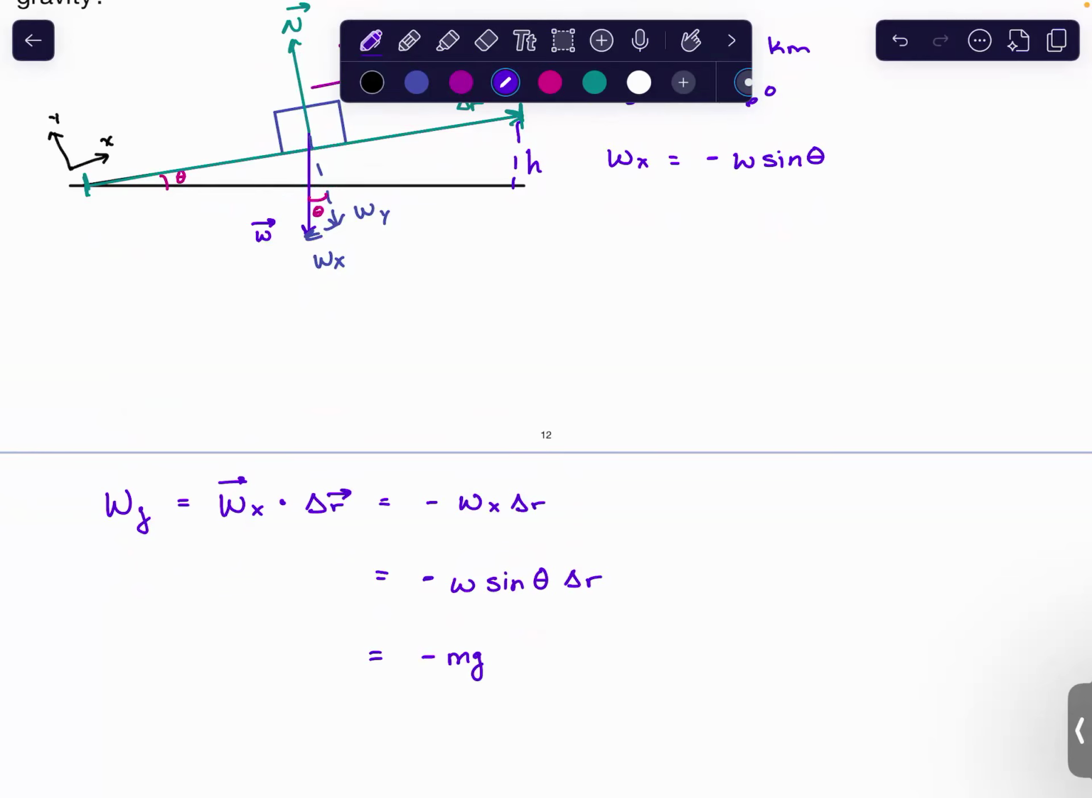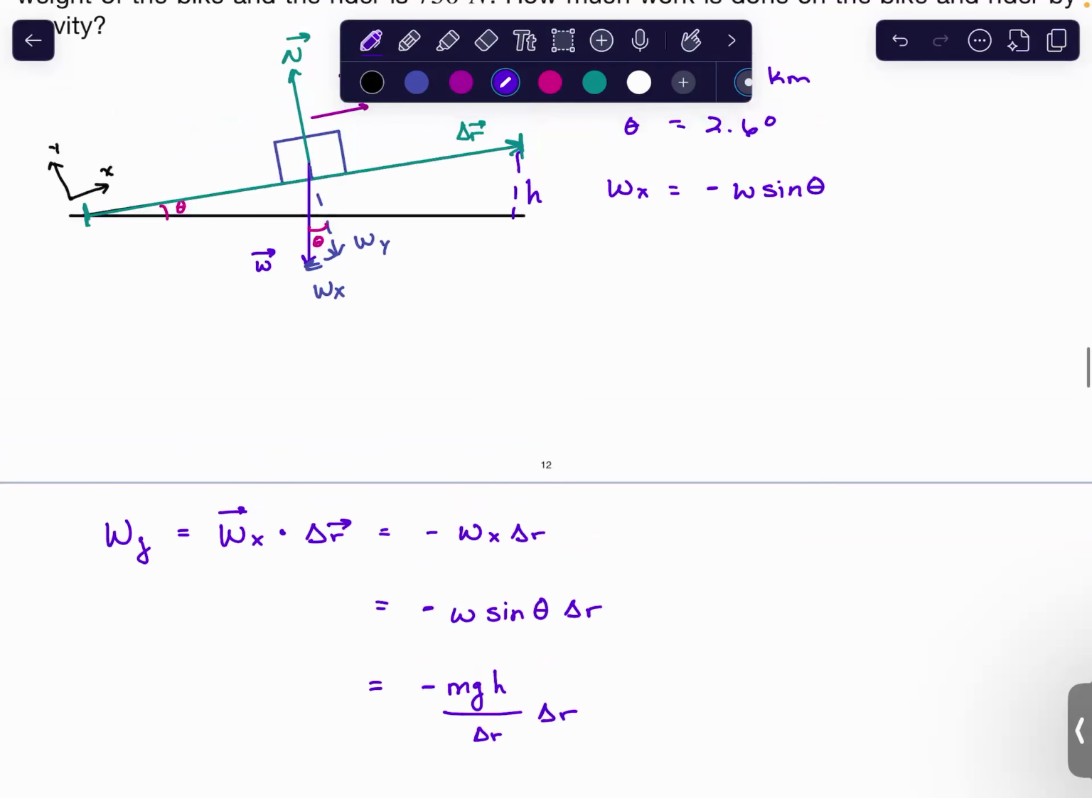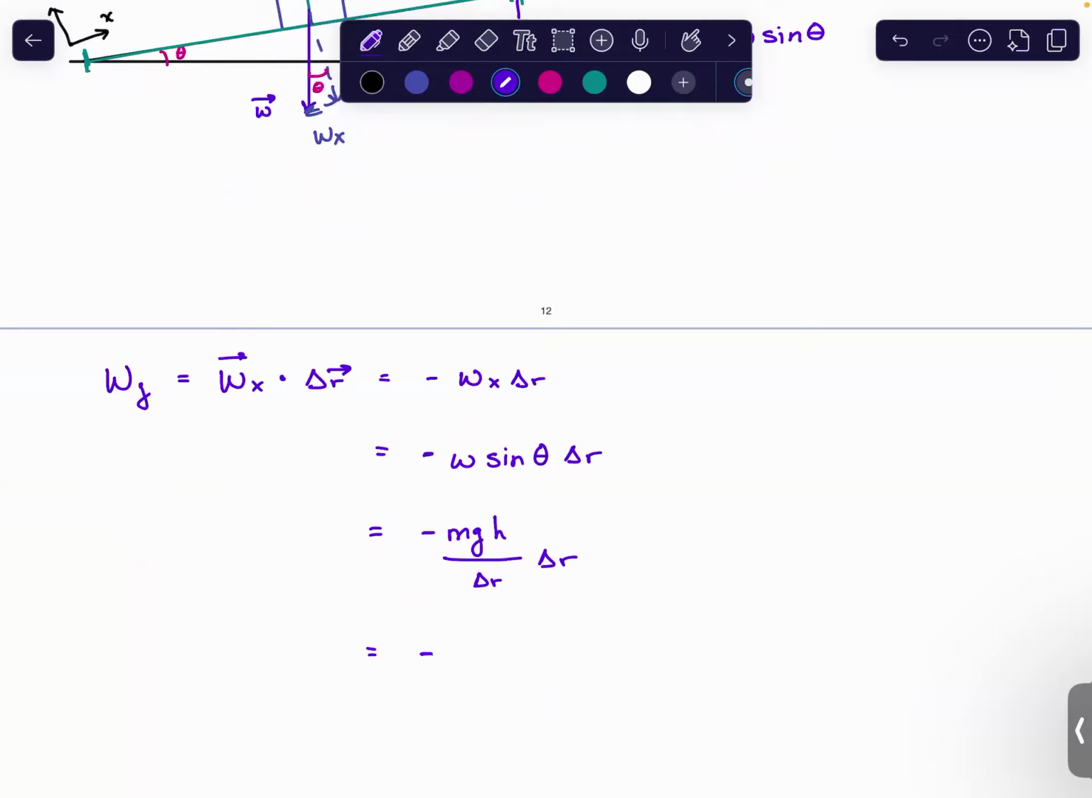We know weight is mg. Where did h over delta r come from? Right, the sine of theta is going to be h over delta r. And yes, you could put theta in there and solve this problem, but I'm trying to build up to something that's coming a little bit. So then what you end up with is a negative mgh, okay?